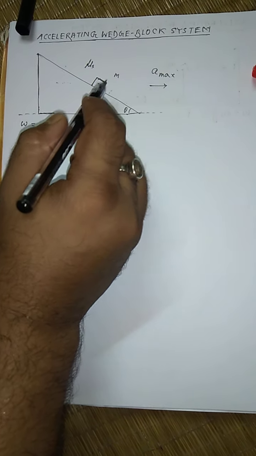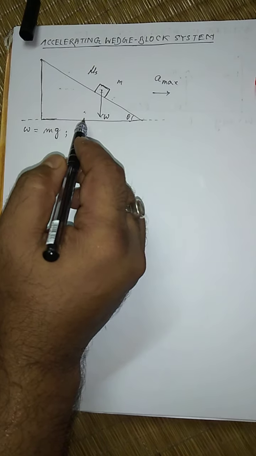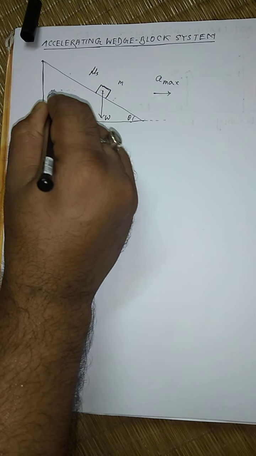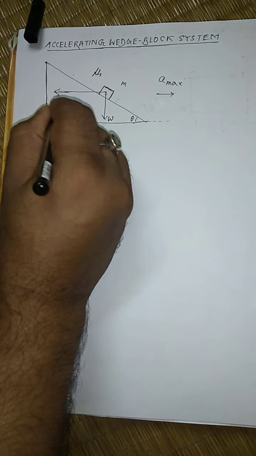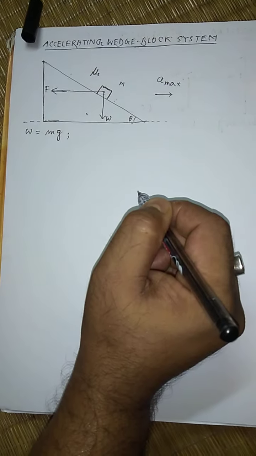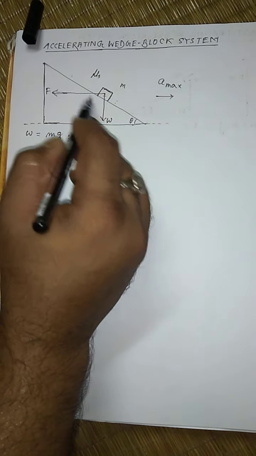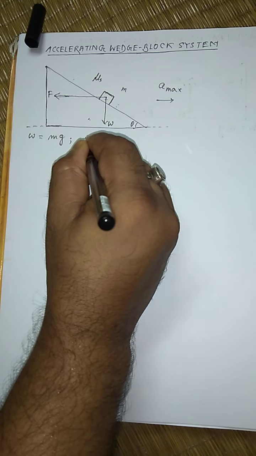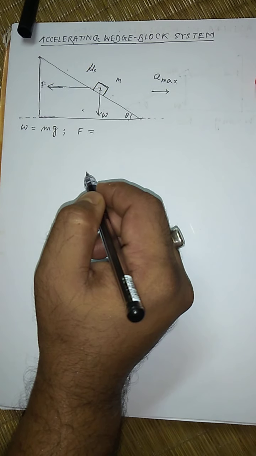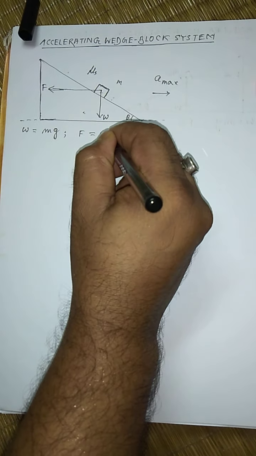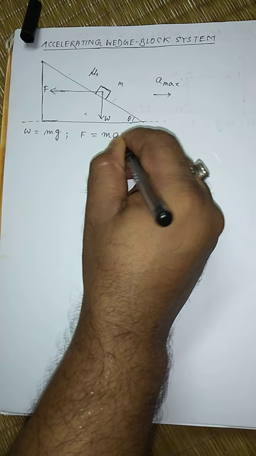The pseudo force experienced by this block in this non-inertial frame of reference, the wedge, is given by F, and the magnitude of the pseudo force experienced by this block is given by F is equal to the mass of the block multiplied by the horizontal acceleration of the wedge.